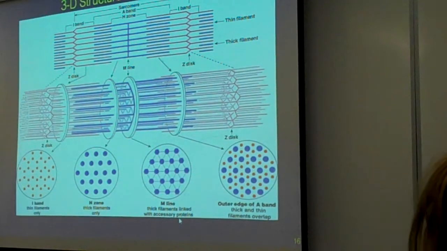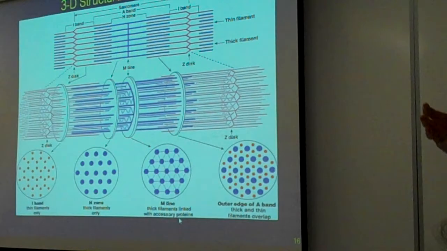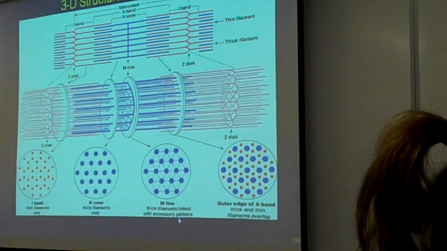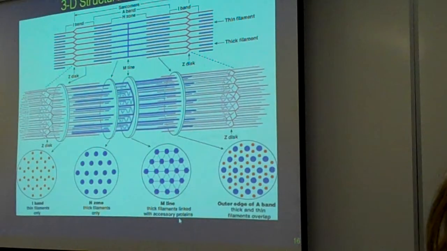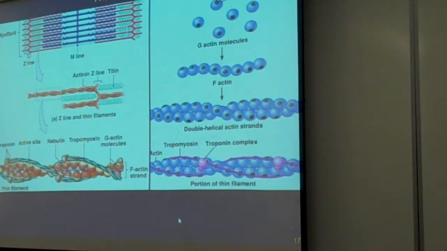Right? So myomesin, M-line proteins, provide structure for the thick filaments. Line them up, stack them in position. Alpha-actinin, which forms the Z disc, gets all of the thin filaments lined up to their proper position. So what we're going to cover next are the contractile proteins of the thin and thick filaments, and then the regulatory proteins associated with them.